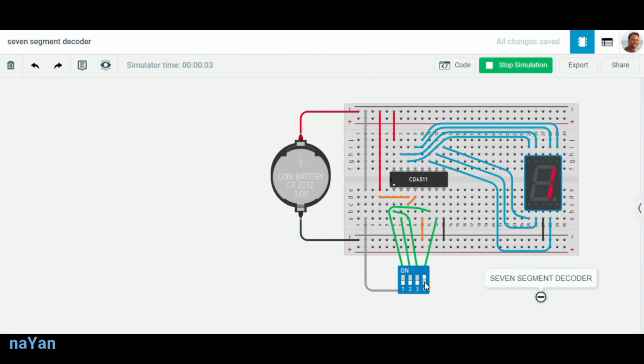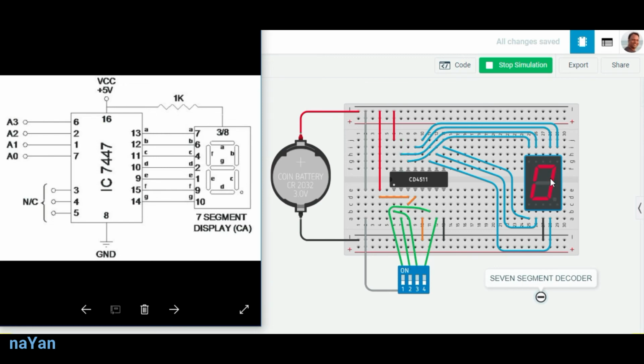When we start our simulation, first we start with 0 0 0 0. Here we have 0 0 0 0 input, and that gives output 0. We can see that these segments have glowed, which means A, B, C, D, E and F segments have glowed. That forms a 0, which means the combination of the required zeros and ones provided to this 7 segment display glows these segments, and that forms a 0 shape.